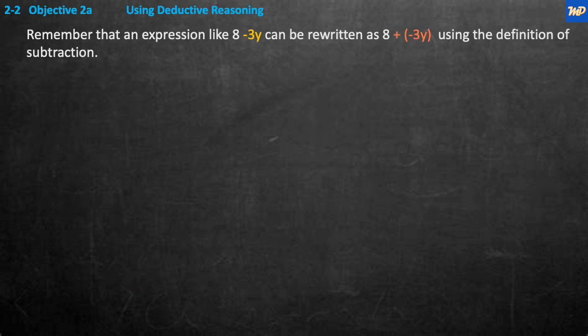So objective 2A, a continuation of our deductive reasoning discussion, says remember that an expression like 8 minus 3y can be written as 8 plus negative 3y. I've talked about this in the past, I think, using the definition of subtraction. This is the definition of subtraction. So the definition of subtraction says that a minus 3, in essence, can be written as a positive, or rather, plus a negative 3, right? So that's what we're talking about here.